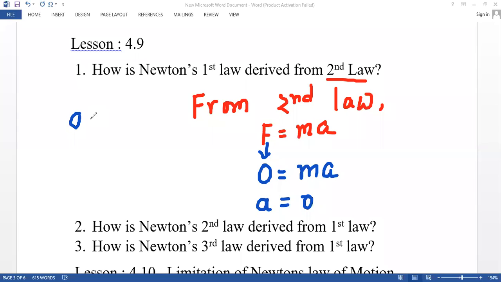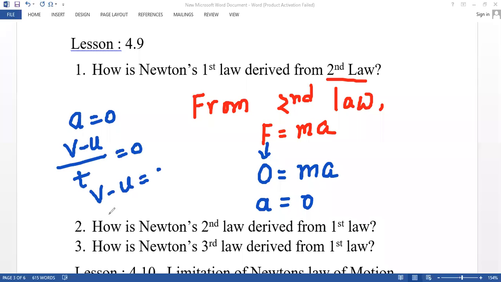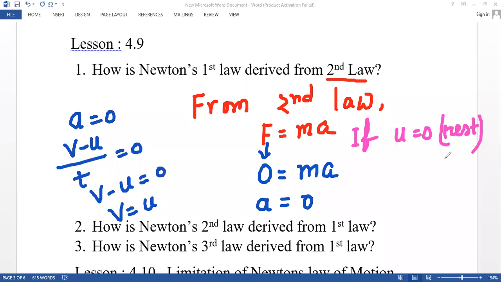Since a equal to 0, that is (v minus u) by t equal to 0. That is v minus u equal to 0. That is v equal to u. That means if initial velocity is 0, that is rest, then final velocity will also be 0, rest. That means a body at rest wants to be at rest forever if no force is applied.